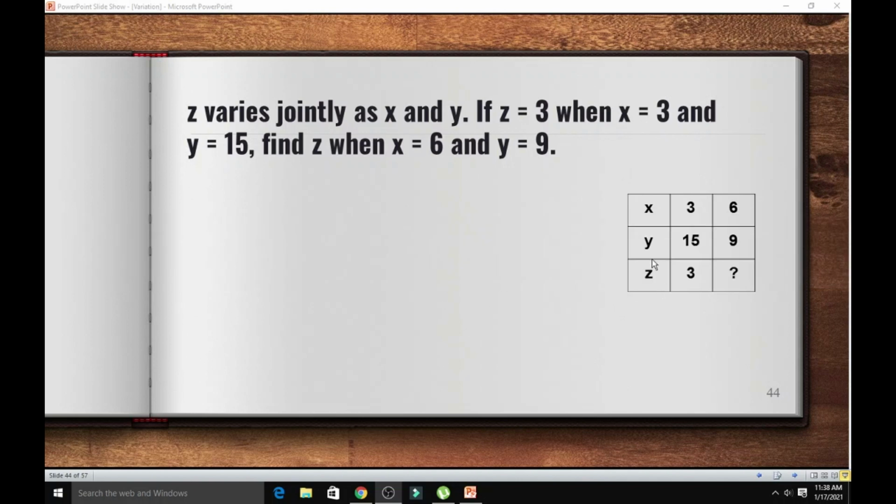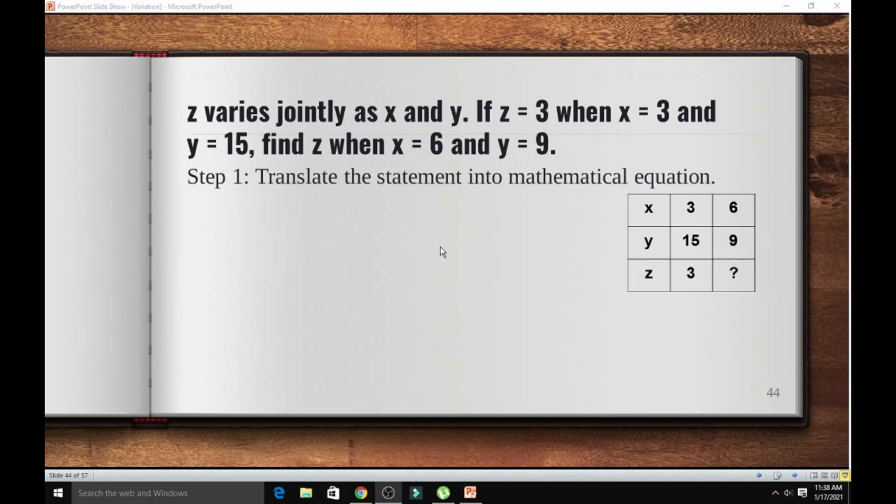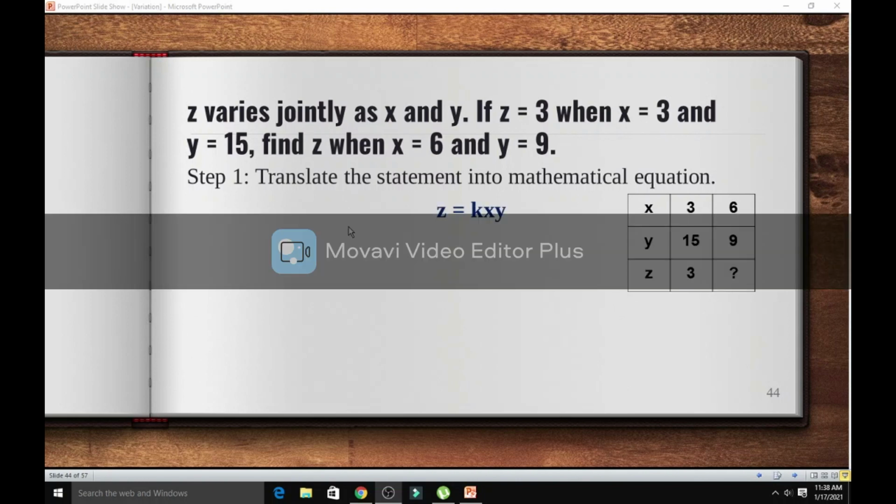So, yung unang values ng x, y, z ay sinulat ko. So, ang z natin ay 3, ang x natin ay 3 at ang y natin ay 15. Ang tinatanong, ano daw yung magiging value ni z kapag ang x natin ay naging 6 at ang y natin ay naging 9. So, this is step number 1. So, ang gagawin natin, itatranslate natin yung statement into mathematical equation. Alin yon? Yung z varies jointly as x and y. So, our equation will be z is equal to kxy.